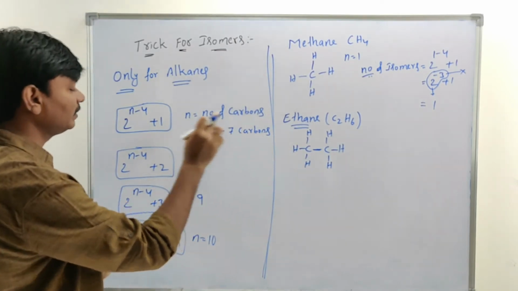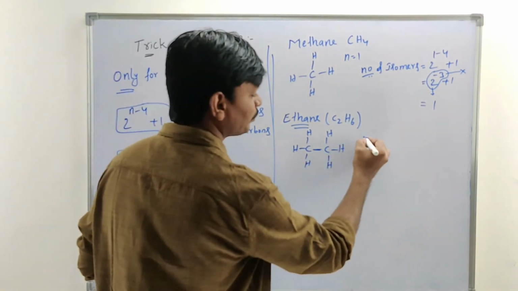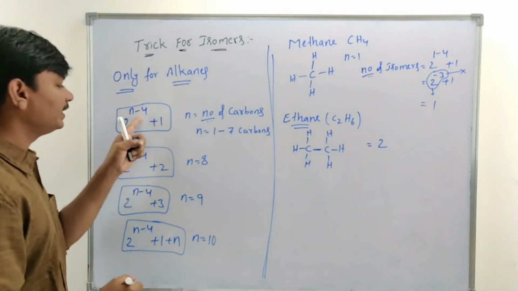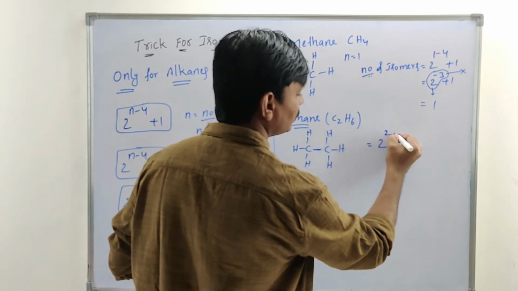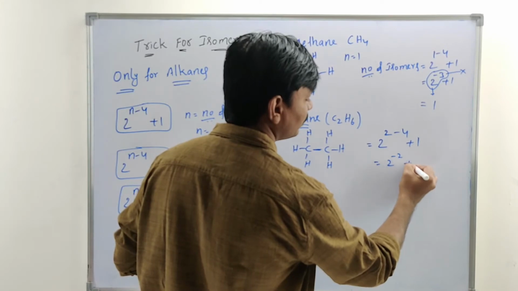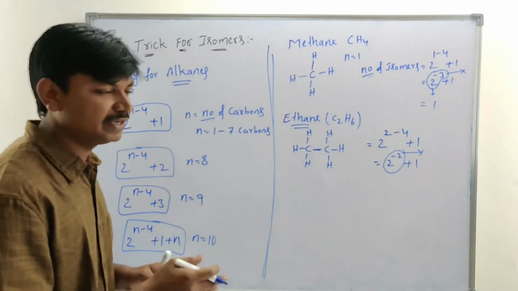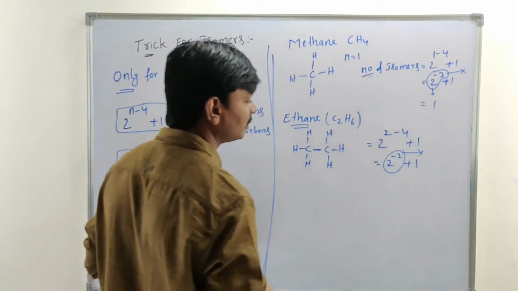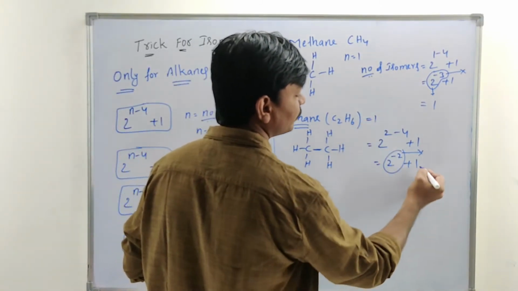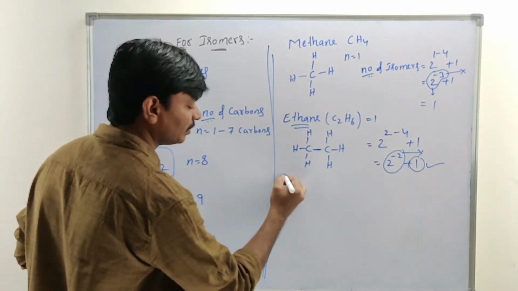Then the isomer formula will be 2 power of n minus 4 plus 1. So the number of isomers for ethane equals 2 power of 2 minus 4 plus 1, that is 2 power of minus 2 plus 1. The 2 power of minus 2 term will be neglected. Remaining is 1. Ethane isomers equal only 1. Clear?